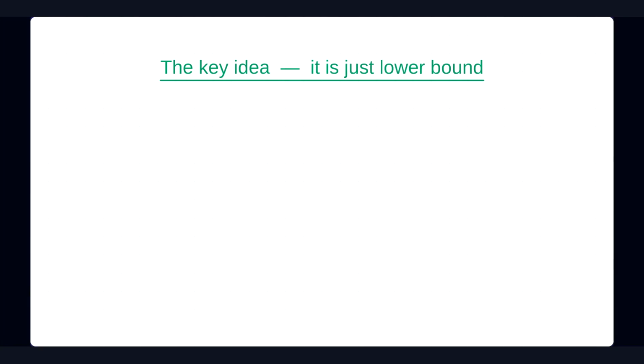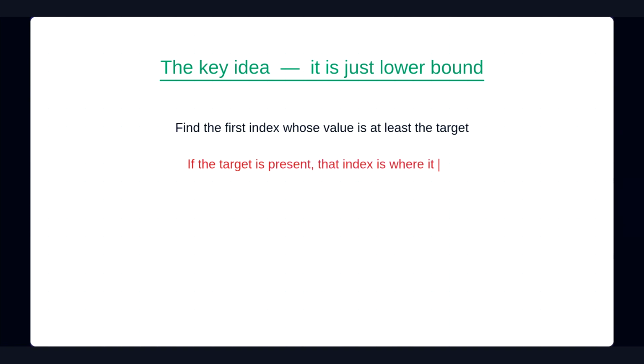Because the array is sorted, we halve the window each step, looking for the first position whose value reaches the target. If the target is actually there, that position is exactly where it sits. If the target is missing, that same position is precisely the gap it should be inserted into, pushing the larger values one step right. One search answers both cases.